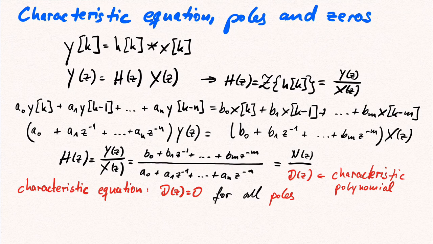And since the system has coefficients a0 to an, which means that the denominator is a polynomial of order n, the system has n poles. Finding all values of z for which the numerator N(z) is equal to 0 yields the zeros of the system. The transfer function H(z) tends to infinity at poles and is equal to 0 for zeros.